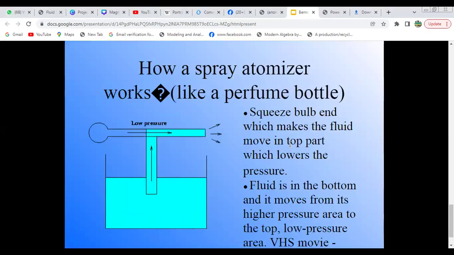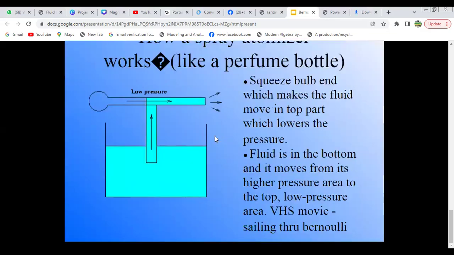How does a spray atomizer work, like a perfume bottle? A perfume bottle also works with the principle of Bernoulli. So this is the low pressure and high density. Squeezing the valve makes the fluid move in the top part, which lowers the pressure. The fluid is in the bottom and it moves from its higher pressure area to the top low pressure area. So this is the Bernoulli principle.